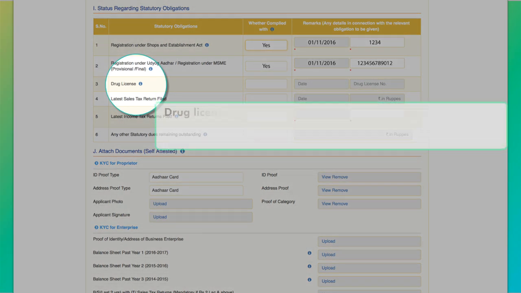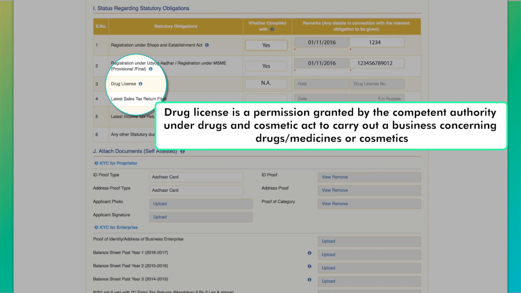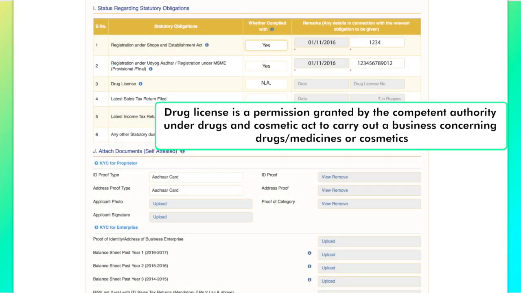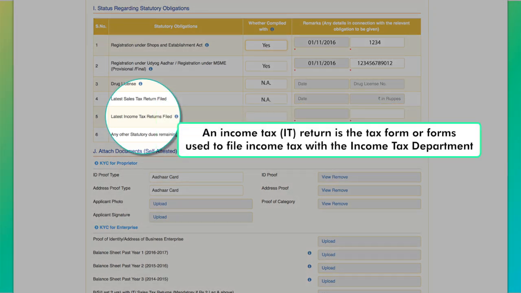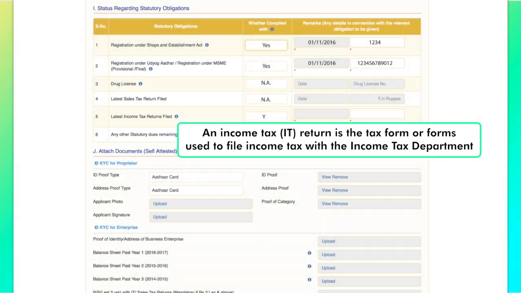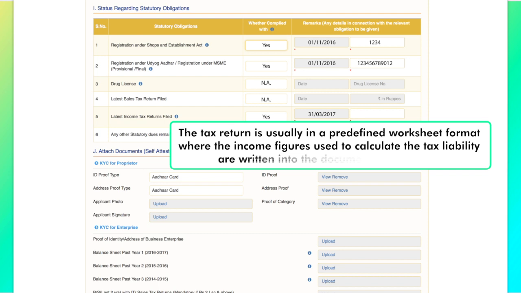Drug license is a permission granted by the competent authority under Drugs and Cosmetic Act to carry out a business concerning drugs or medicines or cosmetics. Latest income tax returns filed. An income tax return is the tax form or forms used to file income tax within the income tax department. The tax return is usually in a predefined worksheet format where the income figures used to calculate the tax liability are written into the documents themselves.